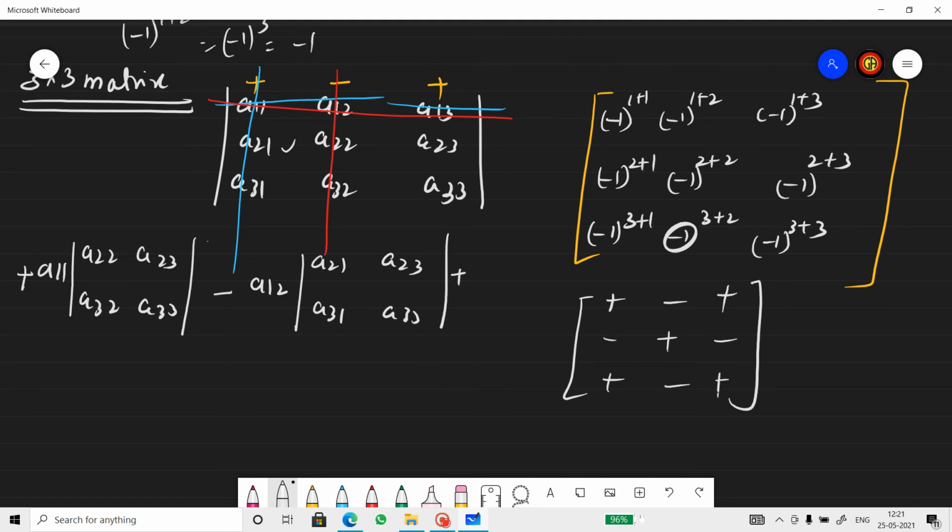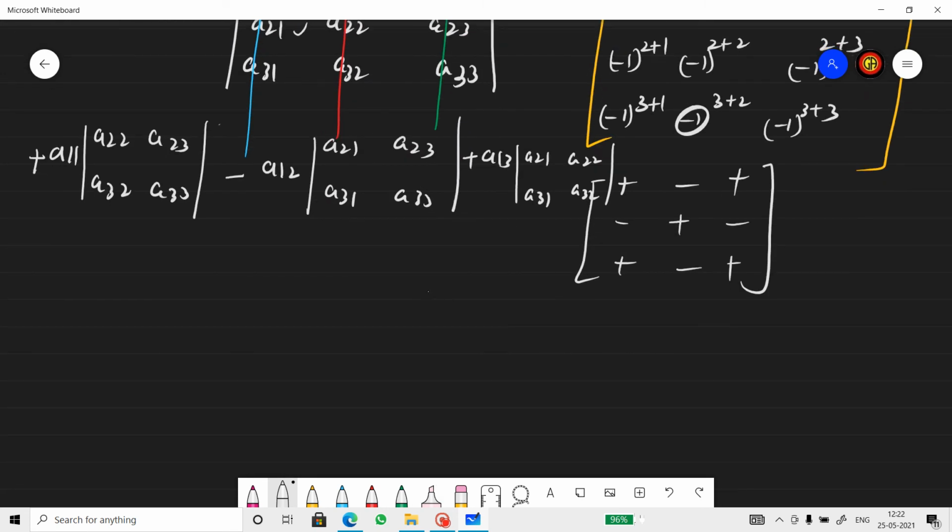Sign is plus A13. Delete the row and column in which A13 is present, in this column and this row. So what remains here? A21, A22, A31, A32. Alright, now we need to further find the determinant for a 2 by 2. So put a plus and minus on top of it.